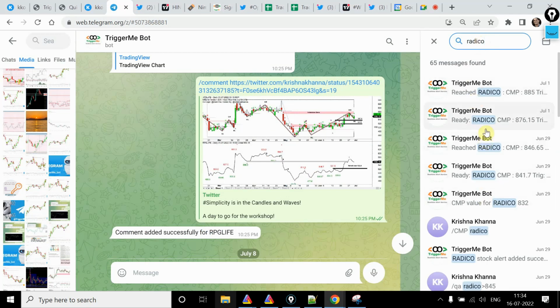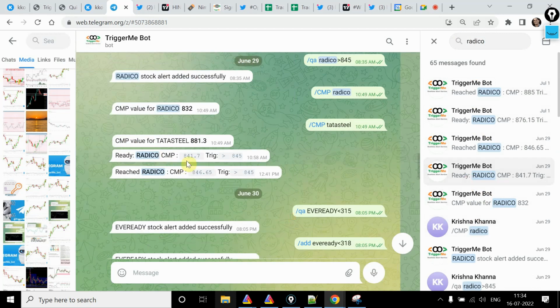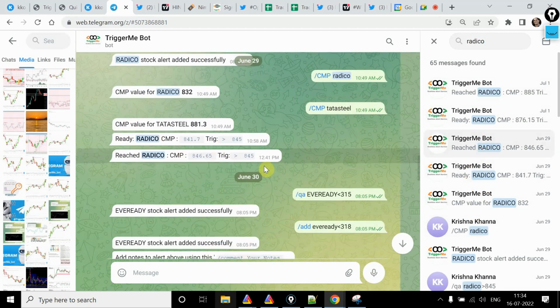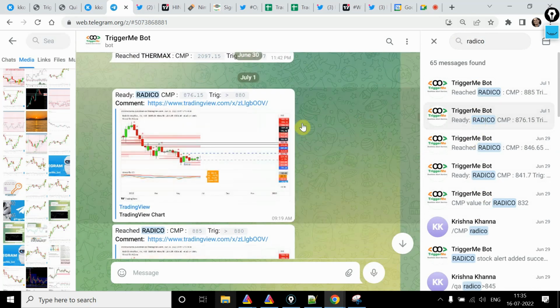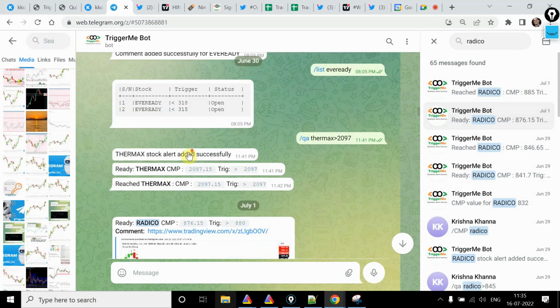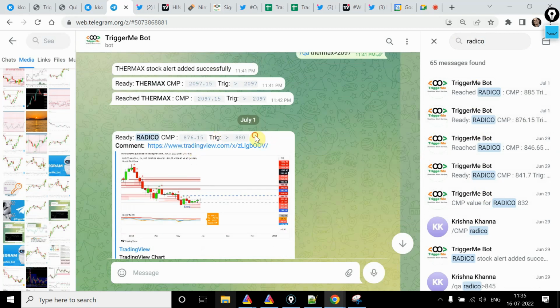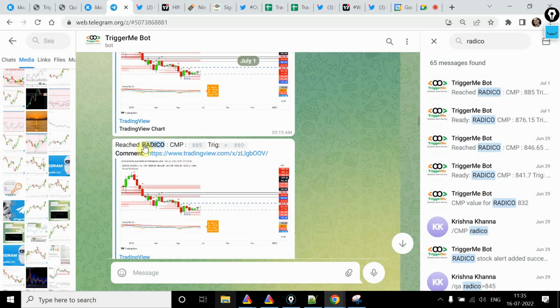So for example, you could have any other stock as well. Let's see Radico over here. I had put Radico. I can track the price. What is the price of Radico? Later on, it gave me a ready signal. It gave me a reach signal as well when the level was crossed. All this happened and it gave me a ready signal since I put the alert earlier. So on 1st of July, I got the information that it is already ready with the level, right? And later on it also reached.